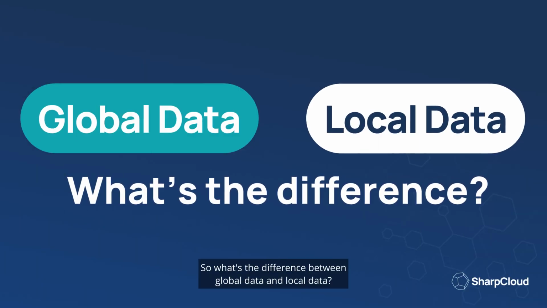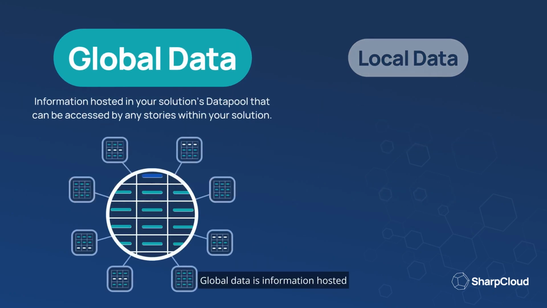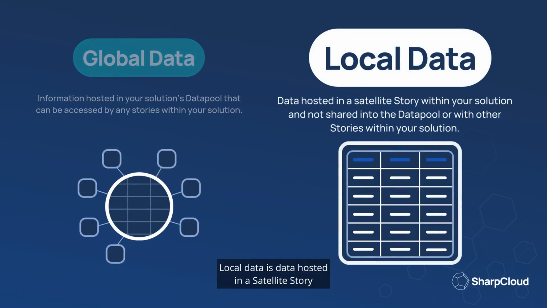So, what's the difference between global data and local data? Global data is information hosted in your solution's data pool that can be accessed by any stories within your solution. When global data is updated within a story, other stories within your solution will automatically include the most up-to-date information. Local data is data hosted in a satellite story, or any other story within your solution that isn't your data pool. This data is not shared into the data pool, or with other stories within your solution.